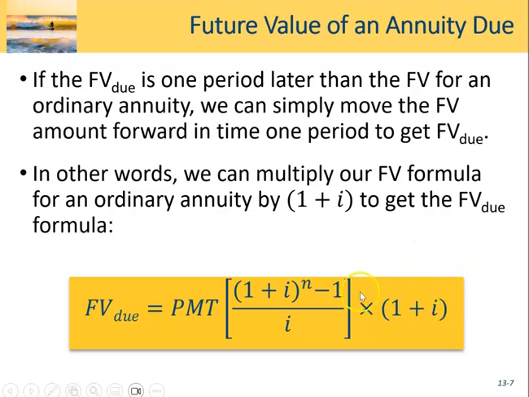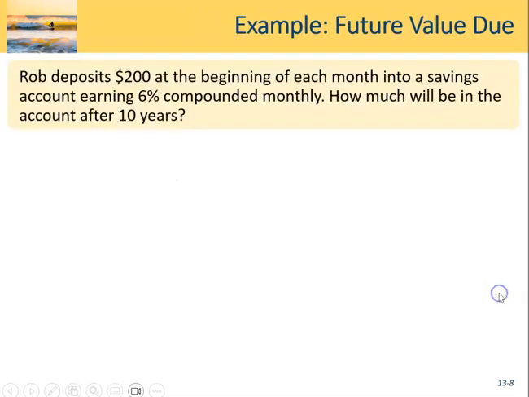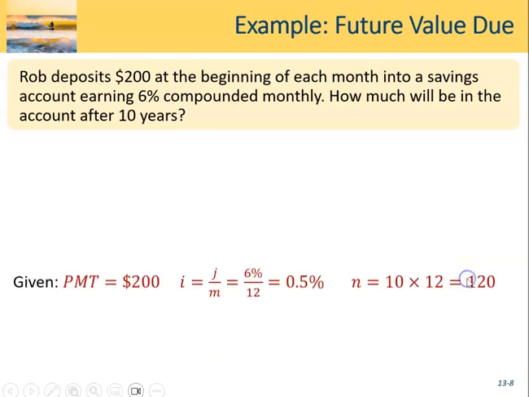Okay, so if it was just future value of an ordinary annuity, this would be your formula. But what makes it future value due is multiplying the solution by 1 plus the interest rate. Okay, so let's look at an example. Rob deposits $200 at the beginning of each month into a savings account, earning 6% compounded monthly. Okay, so they're both monthly. How much will be in the account after 10 years?